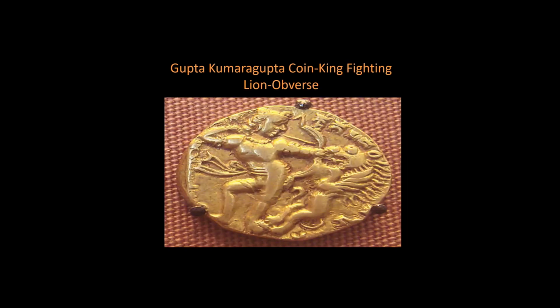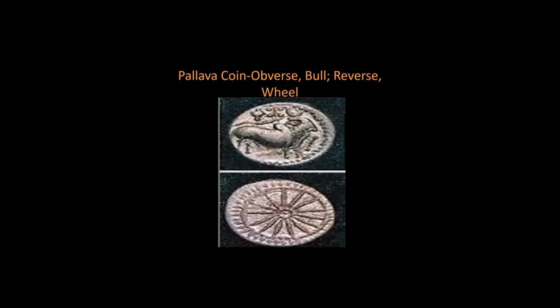And a more famous, more beautiful artistic coin of the same ruler: the king slaying the lion with, to quote Professor Mukherjee, rippling muscles. The coin maker has been very imaginative in this particular case. On such a small canvas, he has been able to show a dramatic, violent hunting scene of a king hunting a lion. A Pallava coin, one side a bull, one side a wheel, beautifully done.